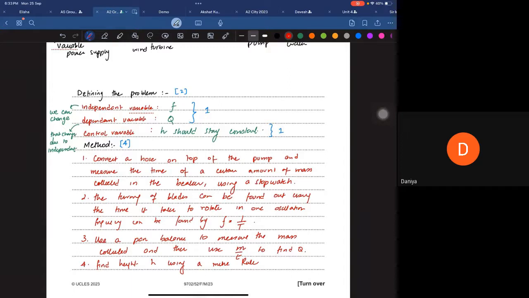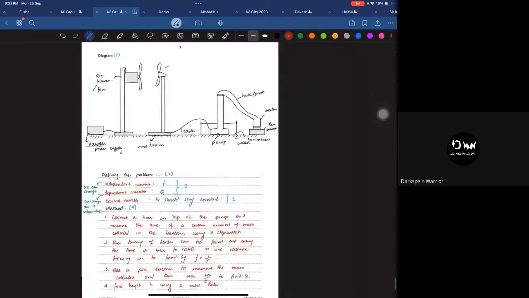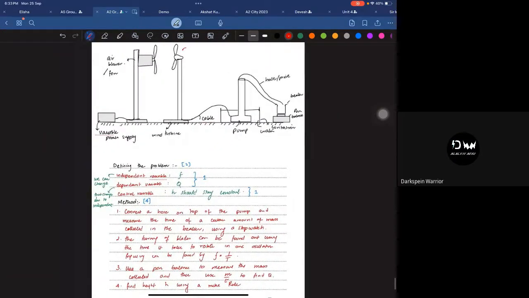Is it clear, everyone? Should I go forward now? Okay. One second, zoom out on this page so I can take a screenshot. Yes, please. Thank you, sir.